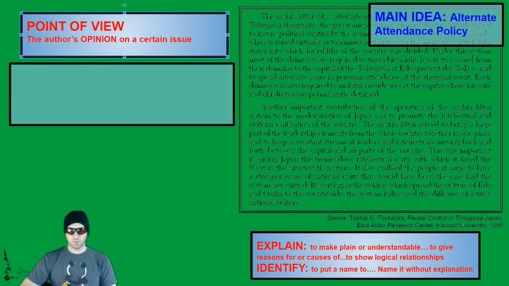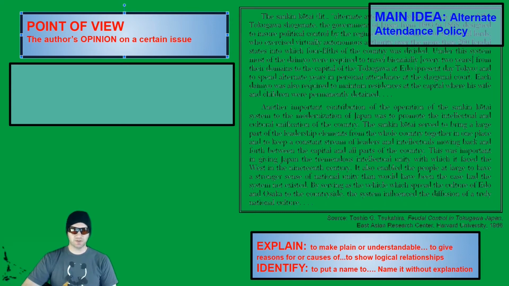But we definitely can do a point of view. A point of view means the author's opinion on a certain issue. And so I'll pick an issue and we'll try to get the author's opinion on that issue. Now, we have only seen a question that says identify the point of view. And identify means to put a name to. Name it without explanation.